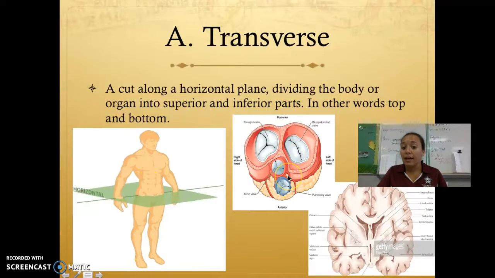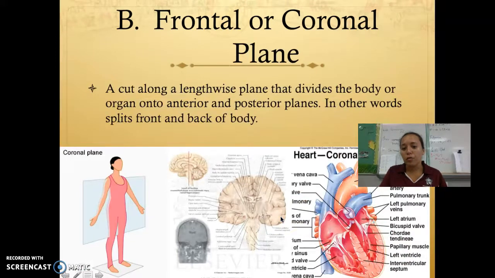This is what it would look like in the heart. So this is if we wanted to see our valves. If we want to see our tricuspid and bicuspid valves, you would cut the heart transverse. This would be the brain. Same thing. So if we wanted to see the gray matter versus the white matter, this is a great cut. You actually do this in your dissection later on. So that's transverse.